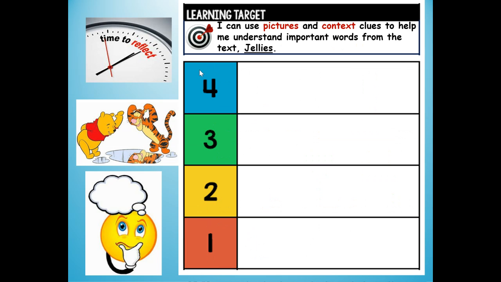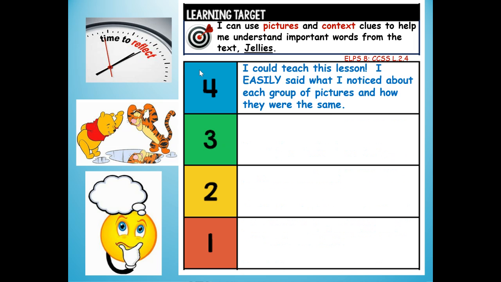So on the top of your paper, I want you to reflect, what was our learning target? I can use pictures and context clues to help me understand important words from the text Jellies. Would you give yourself a 4? I could teach this lesson. I easily said what I noticed about each group of pictures and how they were the same.